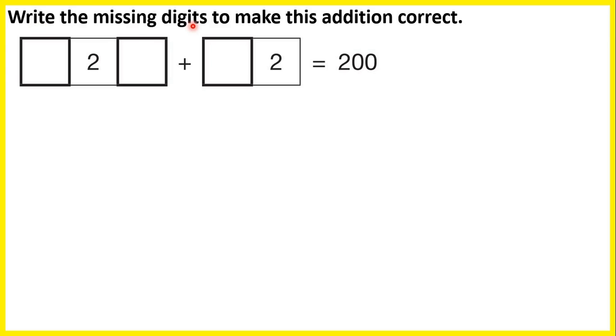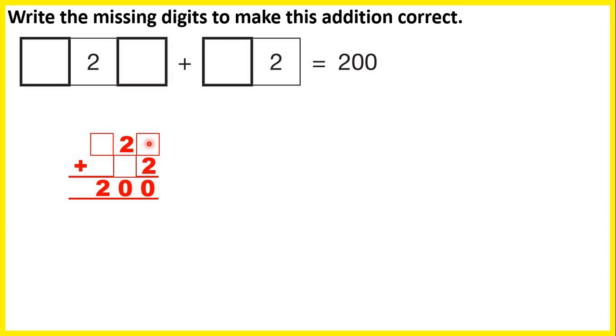Write the missing digits to make this addition correct. So what I would suggest you do here is write the question out as a column addition, because then we can find the missing digits by following the same steps that we use for column addition. So that's starting with our ones column and working to the left.